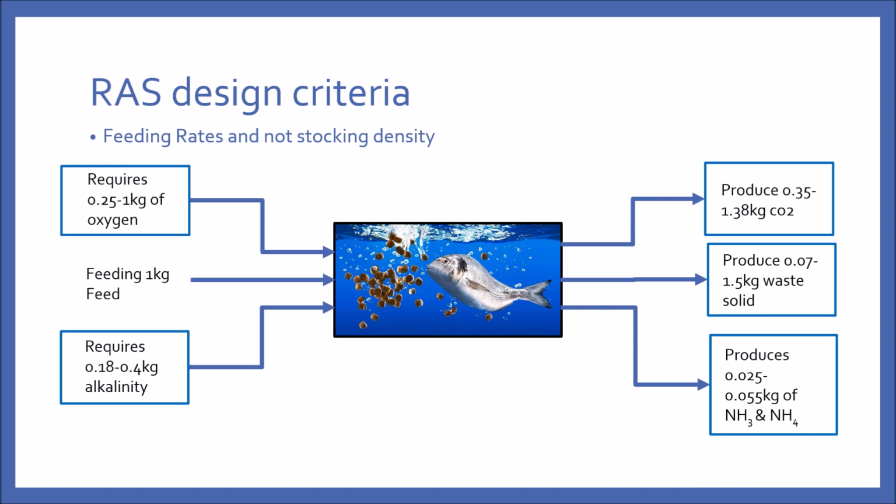Based on material balance, we know that for every kilo of feed we will be providing into the system, it requires 0.25 to 1 kilos of oxygen to process, and it also requires what we call alkalinity. It requires 0.18 to 0.4 kilos of alkalinity, and as a byproduct we produce 0.35 to 1.4 kilos of carbon dioxide, and we also produce waste, which is feces and uneaten feed, and most importantly we produce ammonia in the form of total ammonia nitrogen. And this is all from processing only 1 kilo of feed.